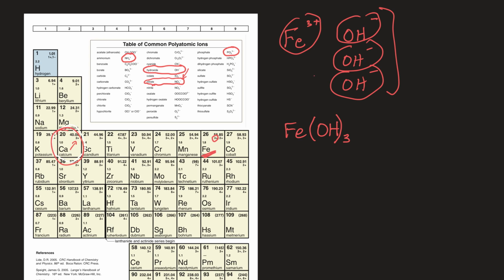To name that, just as an extension, since I'm using the 3 plus ion, the name of that would be iron 3 hydroxide. Okay, hopefully that clears up why we use brackets when writing the formula for compounds.